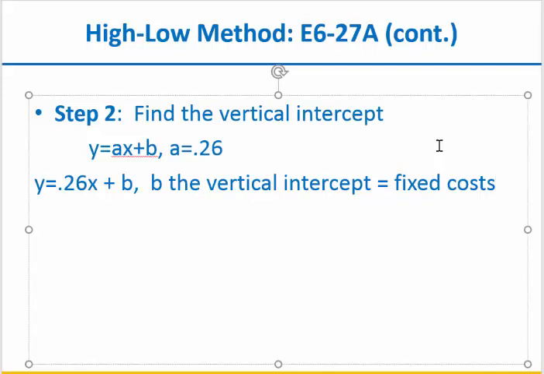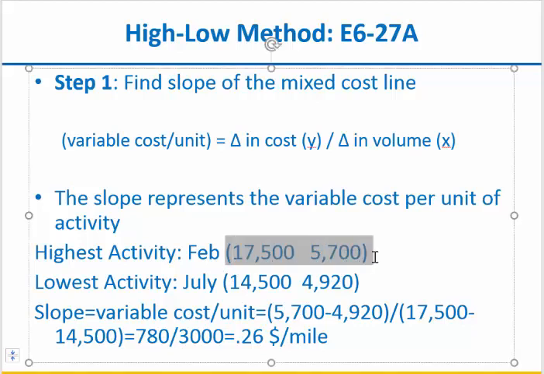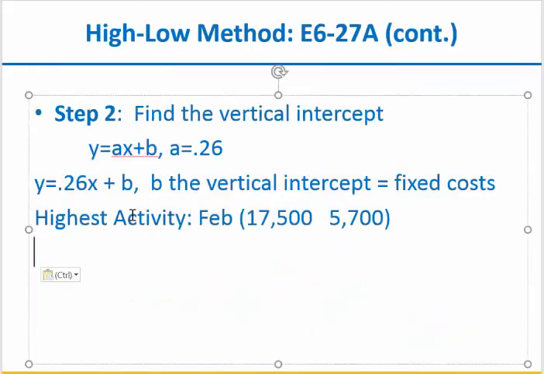So how do we find b? If you know those data points, you can easily find b. There are the highest activity and the lowest activity data points, remember. You can grab either one to solve for b. For example, I'm going to pick the highest activity data point. So I'm going to copy them here: 17,500 and 5,700. I'm going to apply these numbers to solve for b.